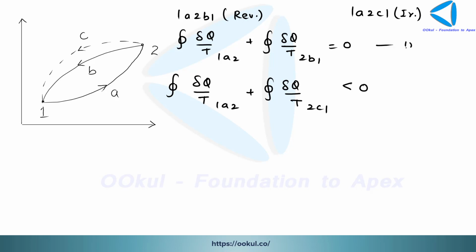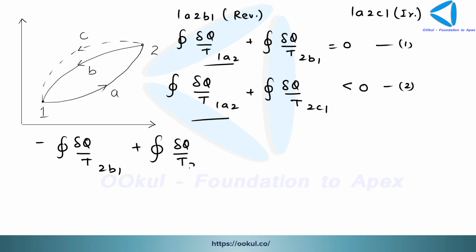So if this is our equation number 1 and this is our equation number 2, in this we have this term and this term the same, so in place of this we can write the minus of this. So we have minus of delta Q by T along process 2B1, plus delta Q by T along 2C1, is less than 0.